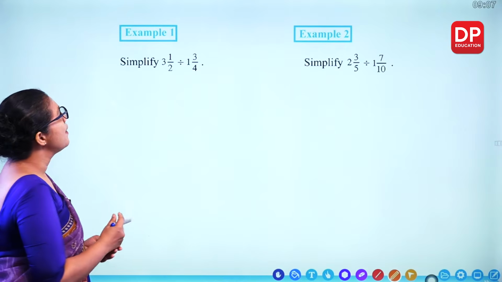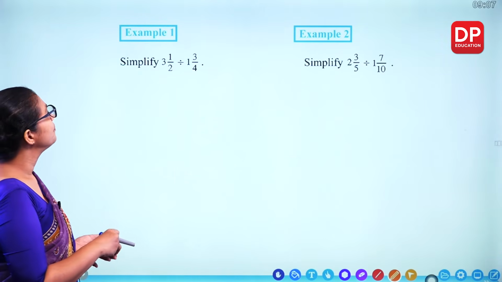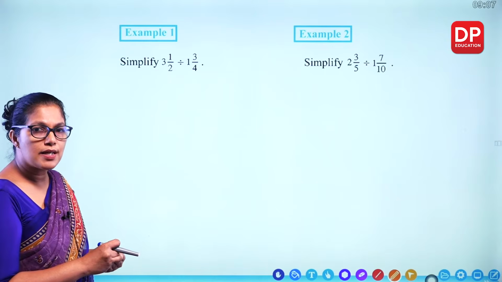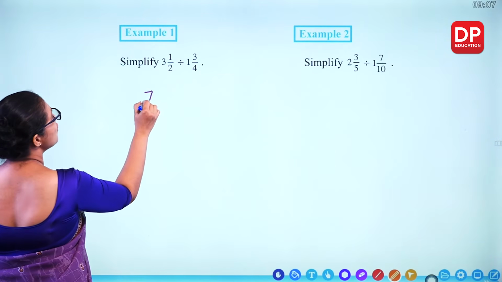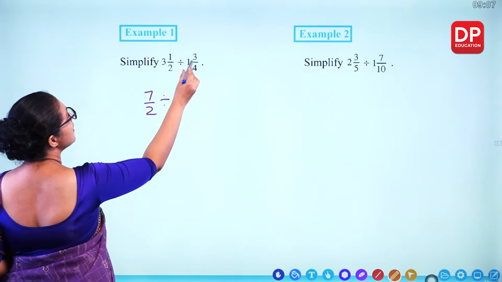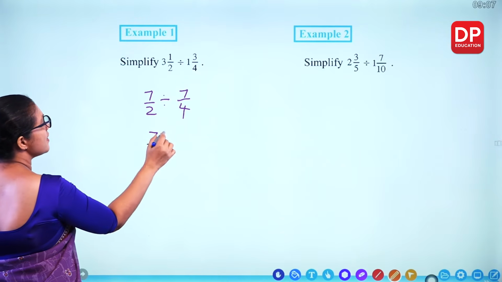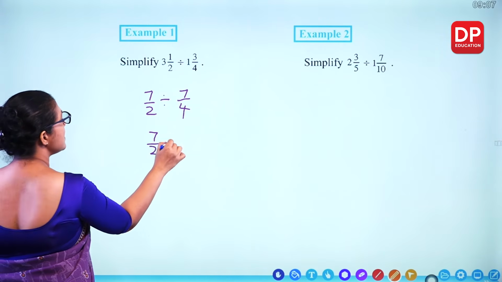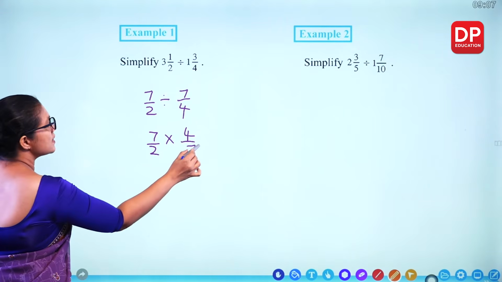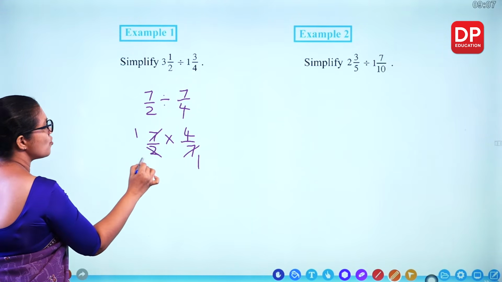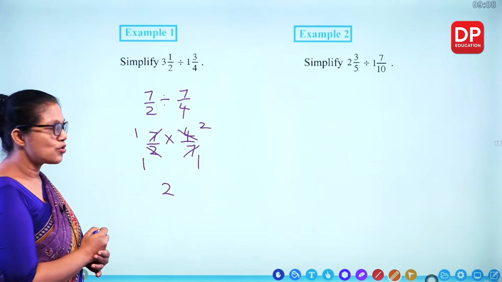Example number 1. Now, divide by a mixed number. So all these mixed numbers, convert to improper fractions. 7/2 divide by 7/4. Now you write the first fraction as it is, and for the second one take the reciprocal. 7, 7, 1, 2 times 1, 2, 2 times 2. So what's the answer? 2.